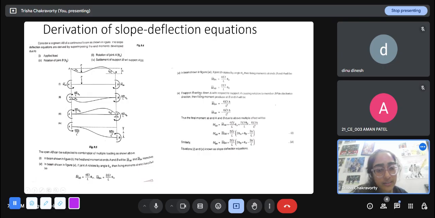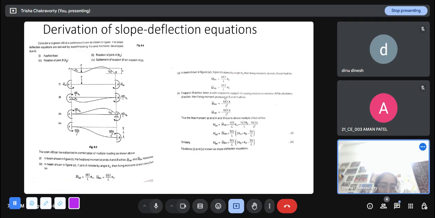And if support B settles down by delta with respect to support A, causing rotation to member BA in clockwise direction, then the fixed end moments produced at B and A will be MBA equal to minus 6 EI delta by L square. This minus is due to the sign, and MAB will also be the same.